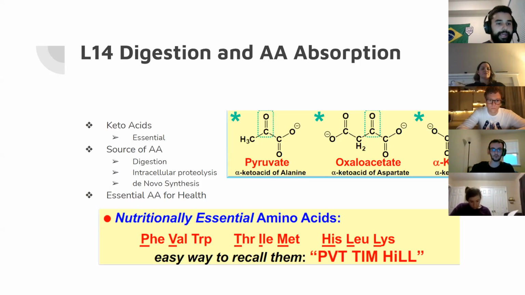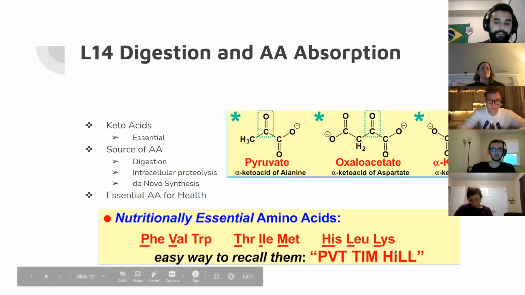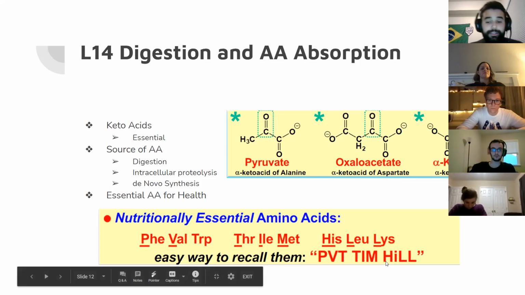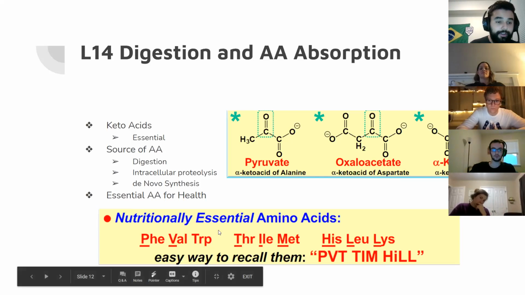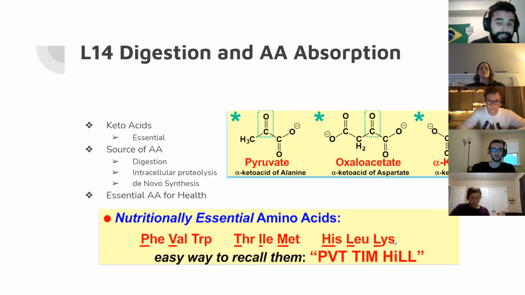But there are some amino acids that we can't build. These are called our nutritionally essential amino acids. These are the ones that we need to get from our diet. I really like the way that Dr. Pierce likes to memorize them: "private Tim Hill." This is a really good way of memorizing these 6 amino acids that are nutritionally essential.